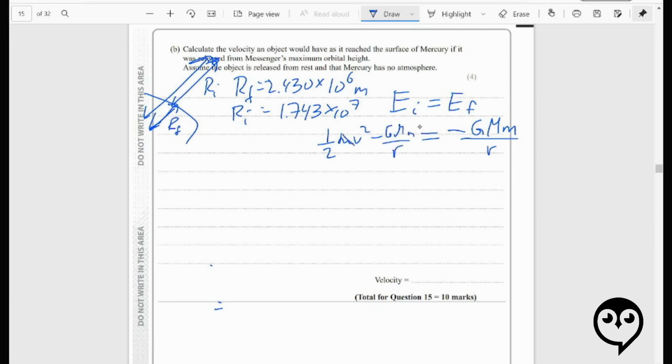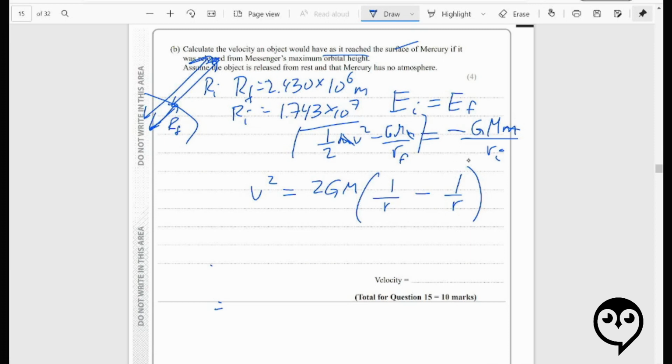Now, the m's can cancel out. We can drop them. We need to identify which radius is going where. On the left side of the equation, I've got the final velocity, because this thing's falling. We want to know the velocity when it reaches the surface. So this is the final here, and this will be initial here. I have them switch sides. What we can do is say v squared is equal to 2GM, and what we'll have is a difference of inverse radii here.